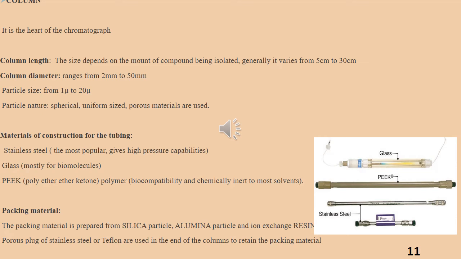Now, material for construction of the tubing. Stainless steel is the most popular, which gives high pressure capabilities. Next one is glass, mostly for biomolecules. And next is PEEK, polyether ether ketone polymer, which has biocompatibility and is chemically inert to most solvents. Now, packing material. The packing material is prepared from silica particles, alumina particles, or ion exchange resins. Porous plugs of stainless steel or Teflon are used at the end of the column to retain packing material.